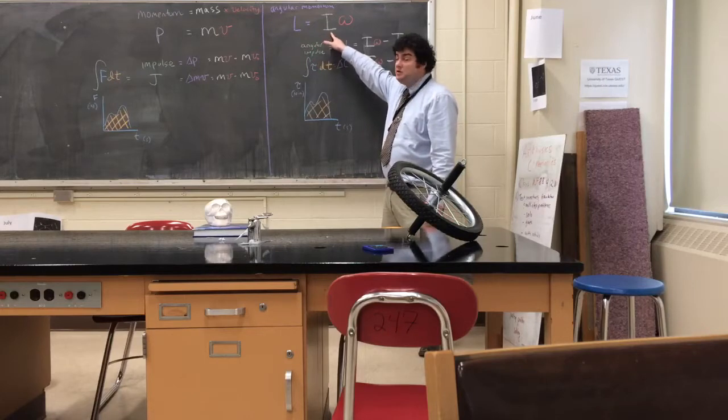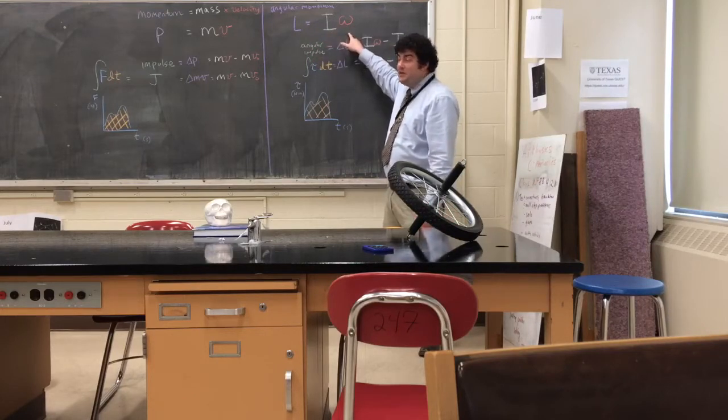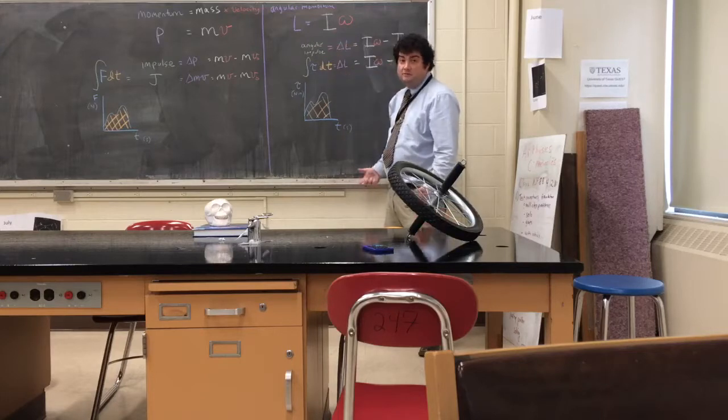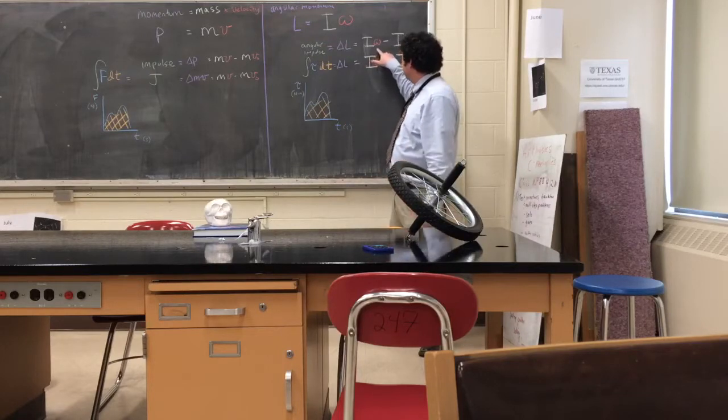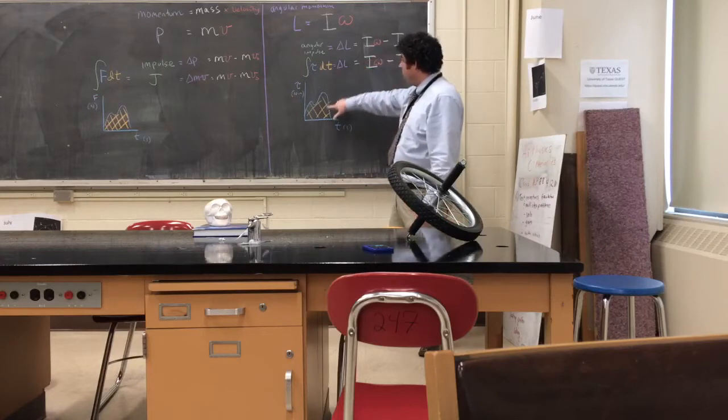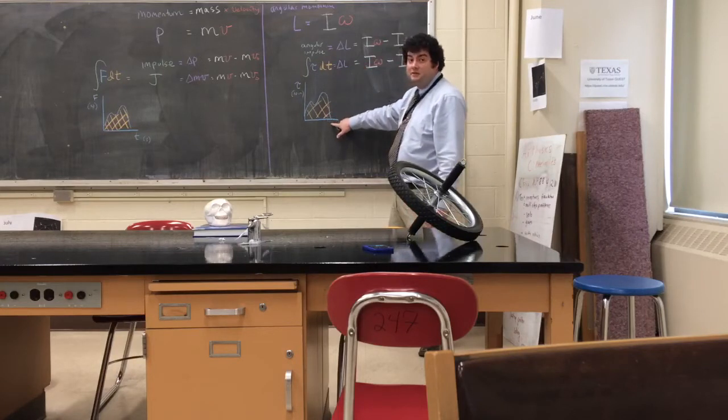We have moment of inertia, I, instead of mass. We have angular velocity, omega, instead of regular velocity. Other than that, it works exactly the same. If something is spinning and you want to change its angular momentum, you have to essentially put a torque and have that torque act for a certain time.